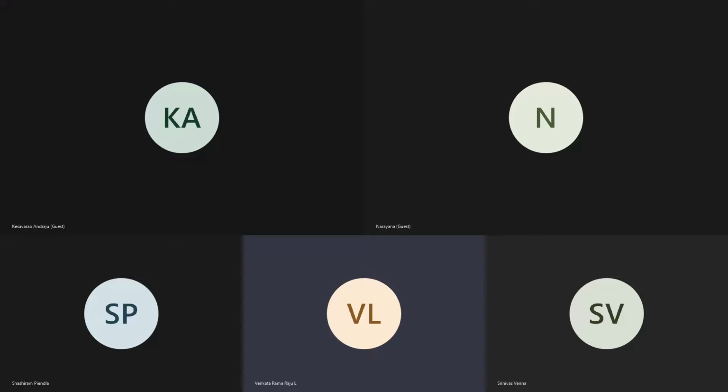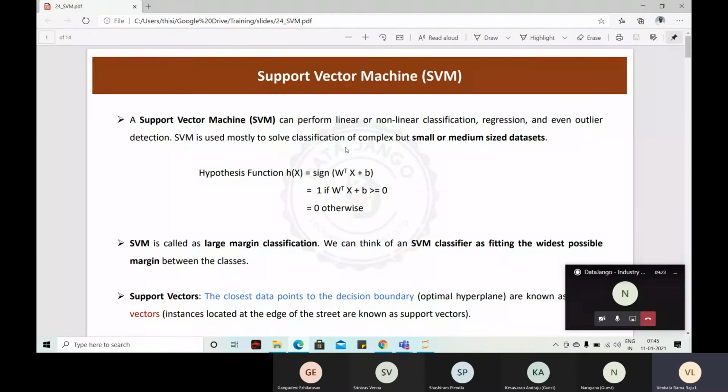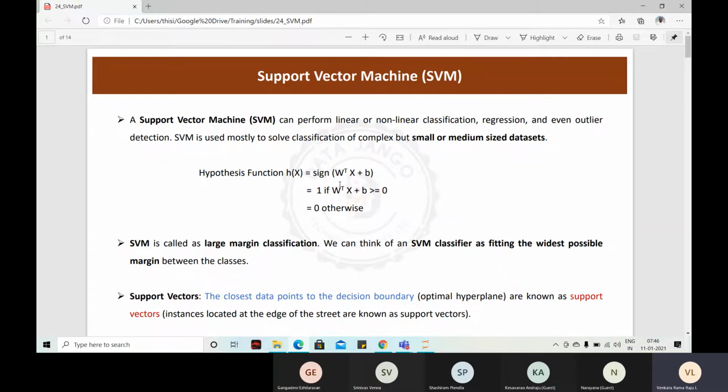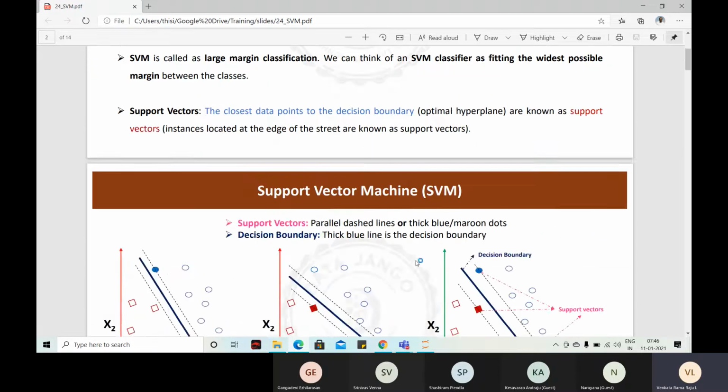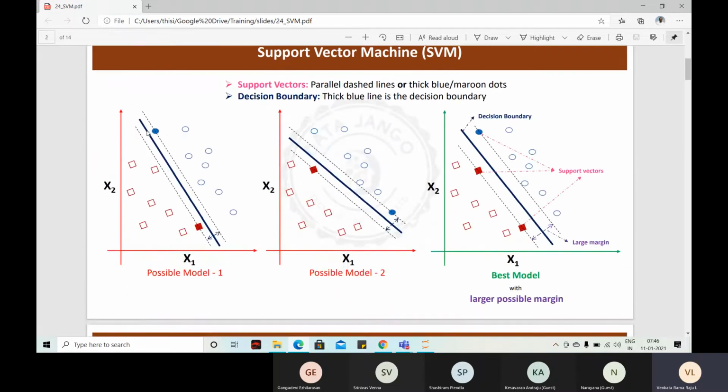We started with SVM, right? Support vector machine. It is like logistic regression, but the main difference between logistic regression and SVM is that SVM takes the help of support vectors to do the decision boundary. The advantage of taking support vectors to do the decision boundary is that edge cases will be covered very efficiently.